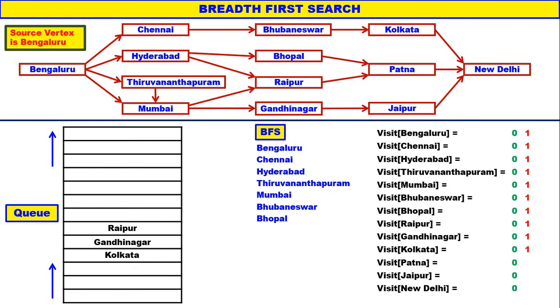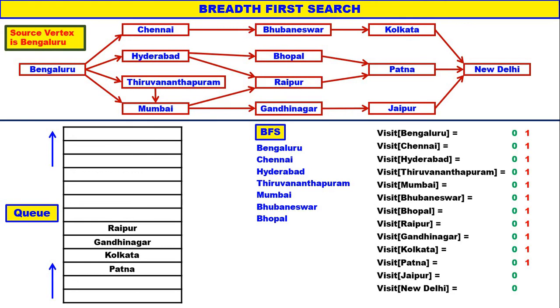Can we add Patna to the end of the queue? Check visit of Patna. Visit of Patna is 0. Yes, we can add because Patna is not yet visited. Therefore, Patna can be added at the end of the queue and visit of Patna becomes 1. That's all for Bhopal. Again, come back. Is the queue empty? No, the queue is not empty.